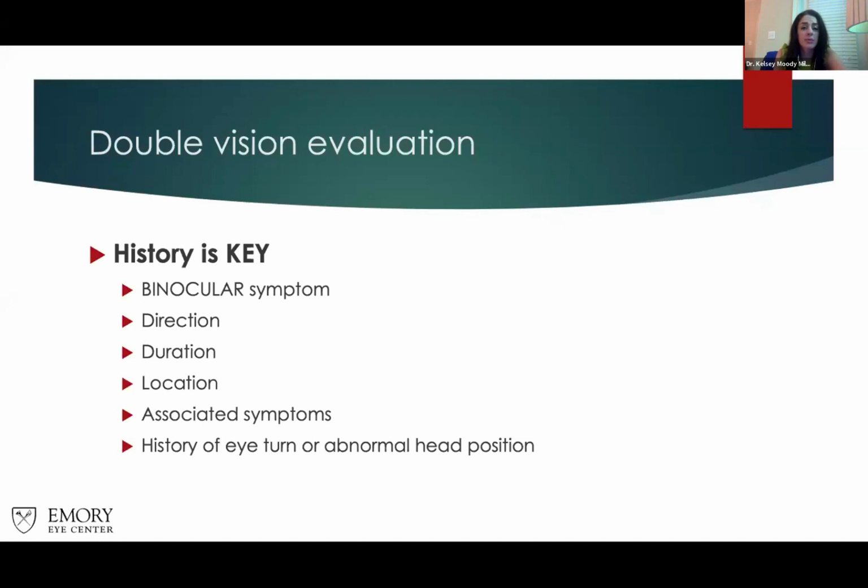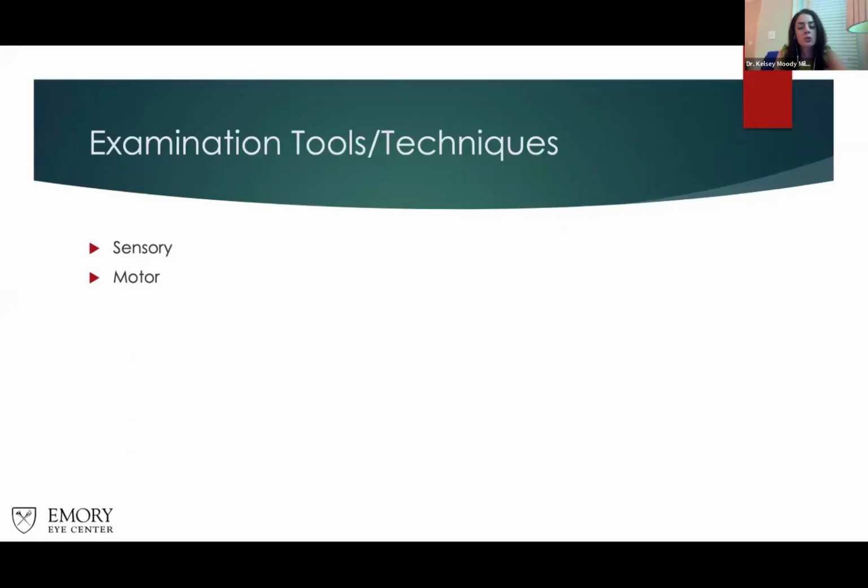The location of the double vision: is it just at distance? Is it when you're reading? Is it when you look to the right? Again, this can give us a good hint to the etiology of the double vision. Any associated symptoms, things like headache, eye pain, tearing, particularly in one eye, can help with our differential if potentially it's coming from the orbit itself. And then any history of an eye turn or abnormal head posture can give us an idea if maybe this is more long-standing and it's just starting to decompensate at this point.